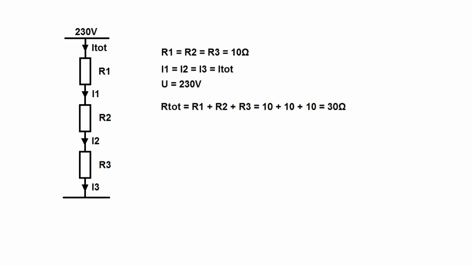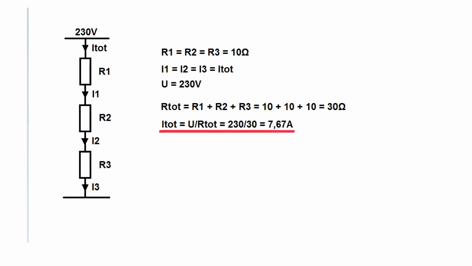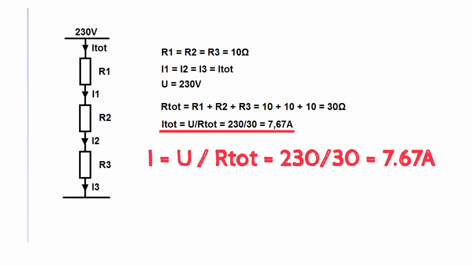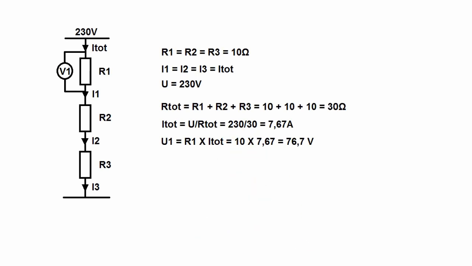Then, to calculate the total current, we will use Ohm's law and transform it to find the total current. I equals voltage divided by equivalent resistance, equals 230 divided by 30, equals 7.67 amperes. The current remains the same in all of a series circuit.